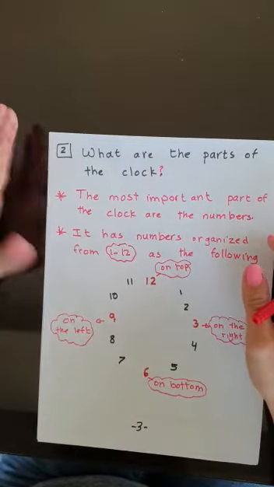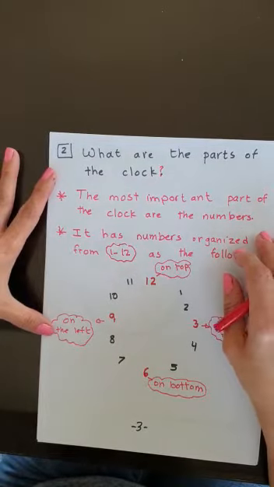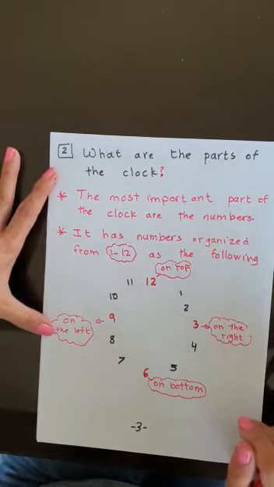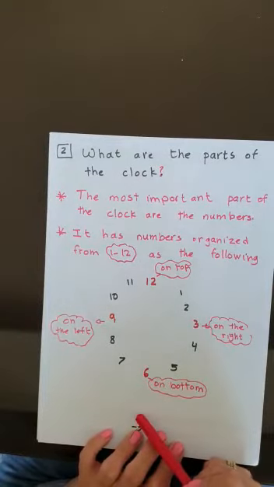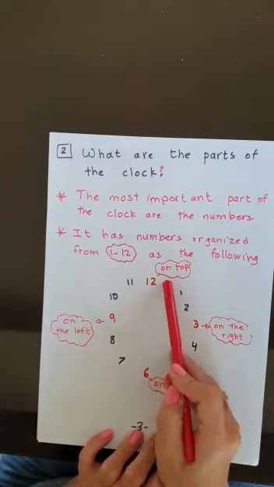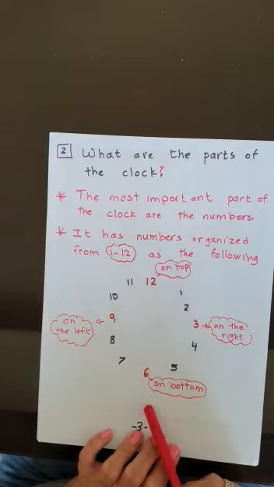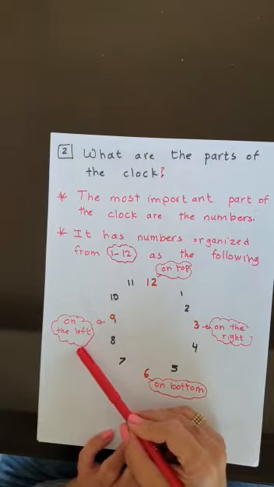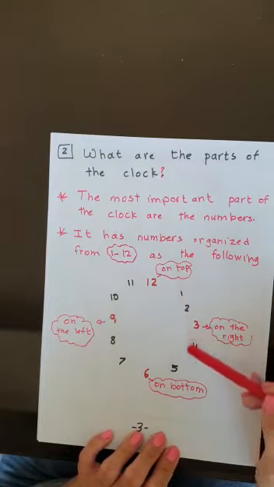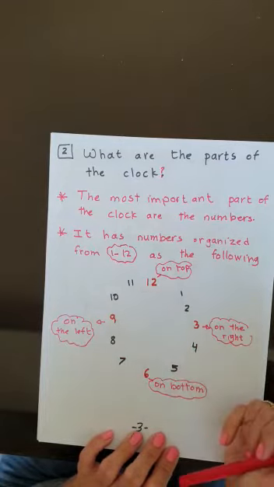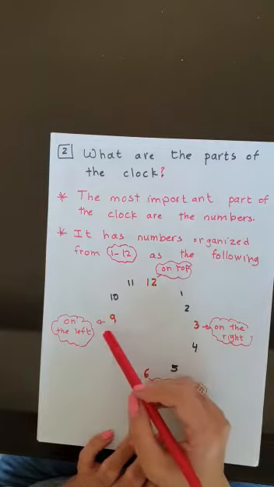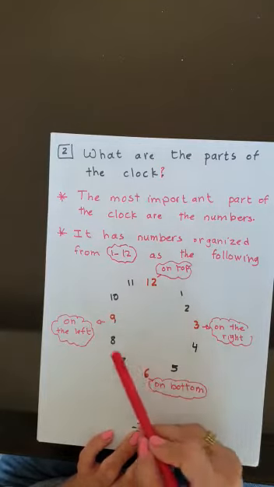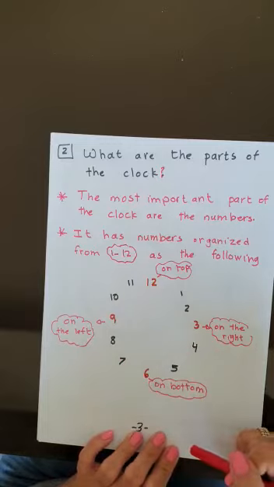drawing a clock, you always start by drawing 4 numbers at first. First, grade 1, you write 12 on the top, 6 on the bottom, 3 on the right, 9 on the left. Then the rest of the numbers, they go between those 4 numbers. And as you notice, all the numbers are organized in a circular way.